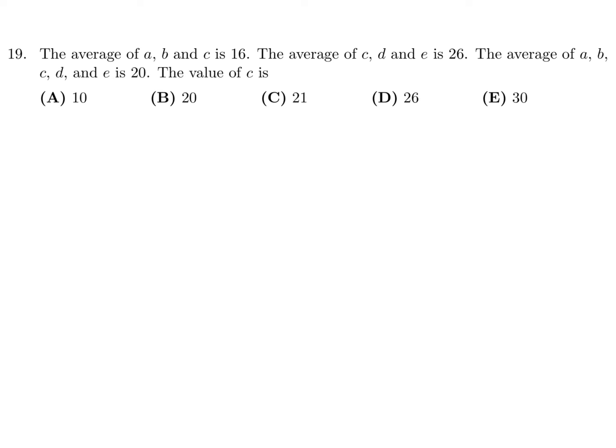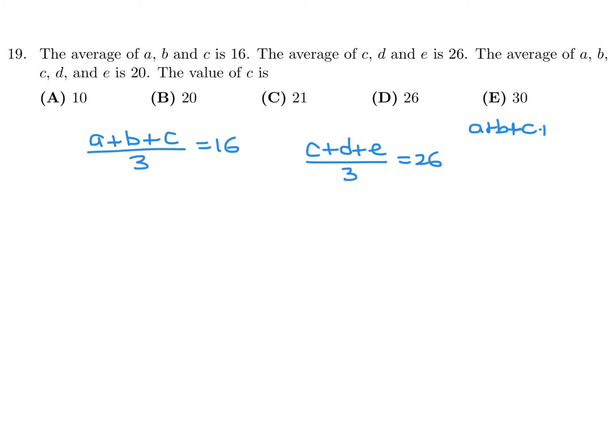The average of A, B, and C is 16. The average of C, D, and E is 26. The average of A, B, C, D, and E is 20. The value of C. Okay, so A plus B plus C, the average of those three numbers is 16. And then the average of C plus D plus E is 26. And then finally, the average of A plus B plus C plus D plus E is 20.